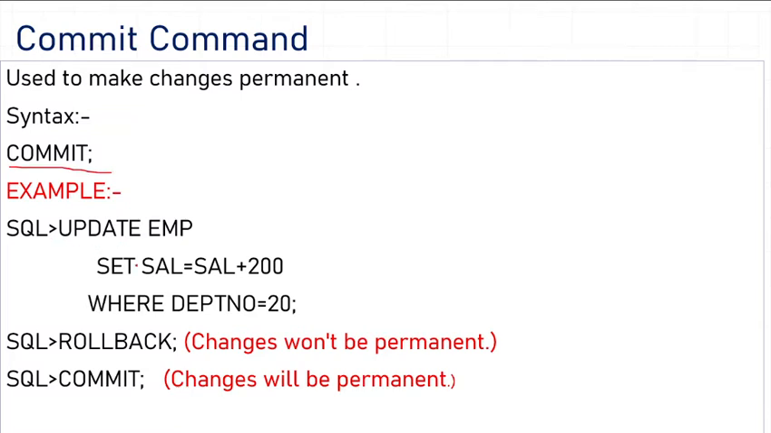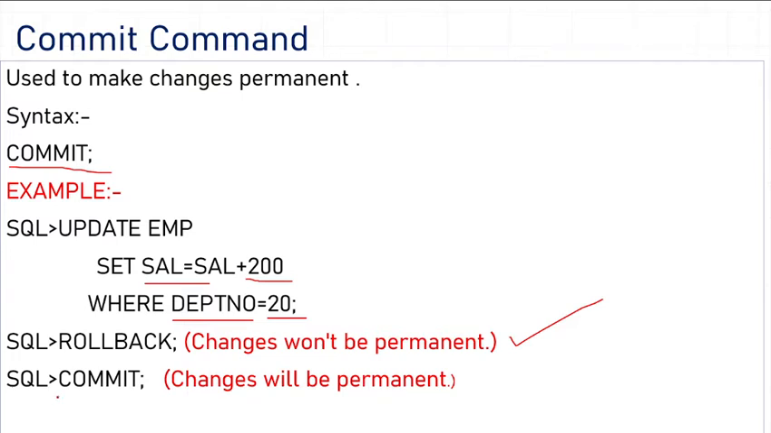And in this example, what we are doing, we are going to add 200 in the salary of employees of department number 20. So after this command, if I do rollback, this addition of 200 will be undone. Means we have added 200 in the salary of all employees of department number 20. After this rollback command, this will be undone. Means this will not have any effect on it.